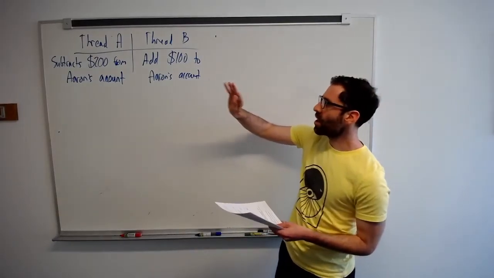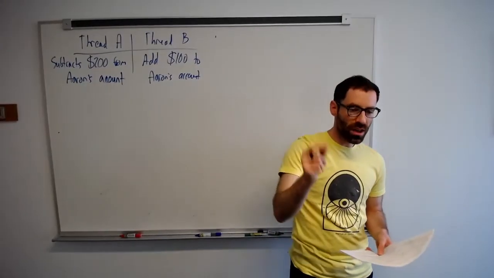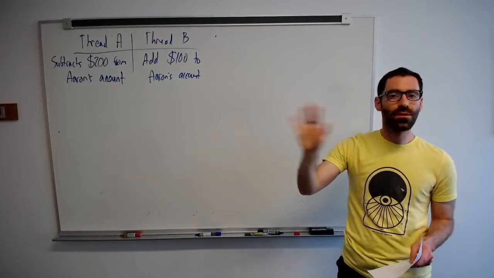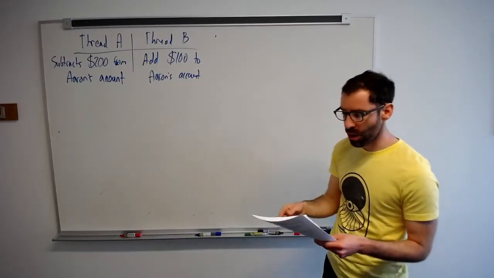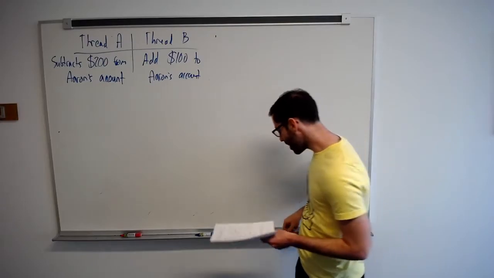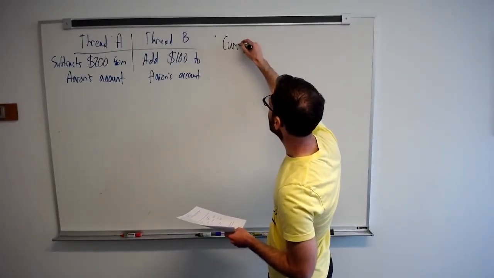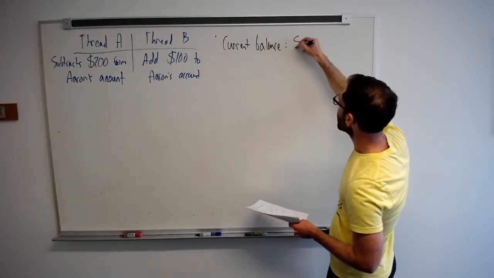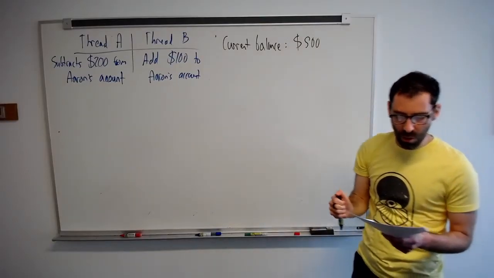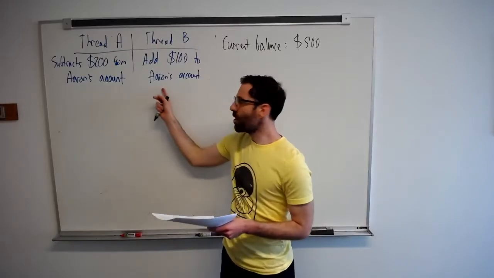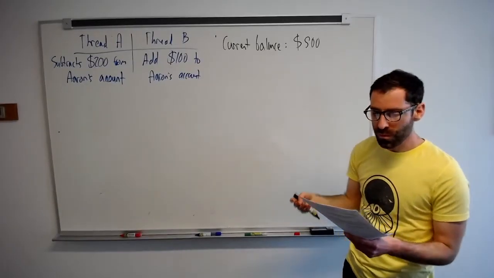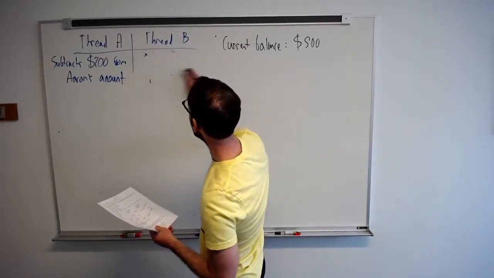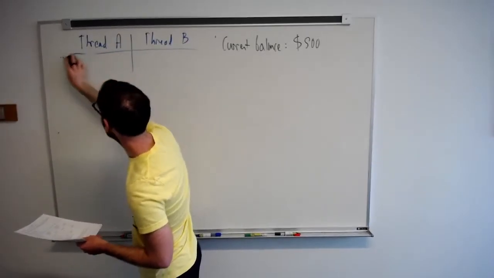And I want to show that having these in separate threads raises the possibility of serious problems, even absent multiple cores. Even absent multiple CPUs, having both these threads happening at the same time makes the code vulnerable. So let's say that the current balance of my account is $500. And so what we would expect after both these operations complete is for my account to have $400 left.